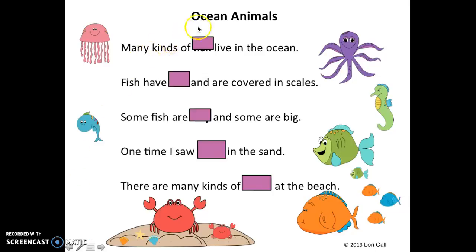The name of the story today is called Ocean Animals. And this is going to be an informational story. It will teach you about ocean animals. Many kinds of blank live in the ocean. Let's go back and figure that word out. Many kinds of, what do you think it says? Now let's read the whole sentence again.